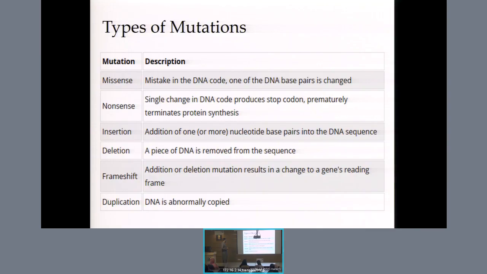You may find a frame shift mutation. Addition or deletion mutation results in a change to a gene's reading frame. Or you may find a duplication. DNA is abnormally copied. So these are the kind of mutations you may find in a sequence that may turn a normal gene into a tumorous gene. And that tumorous gene then eventually turns into a cancer. So let's demonstrate how it works.